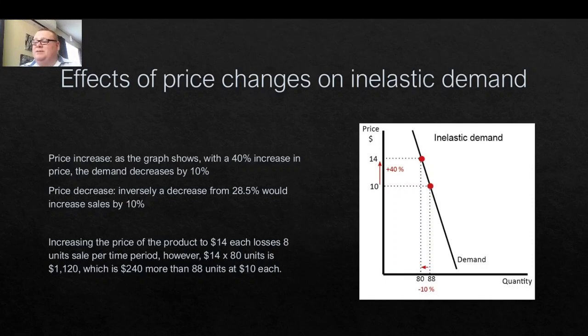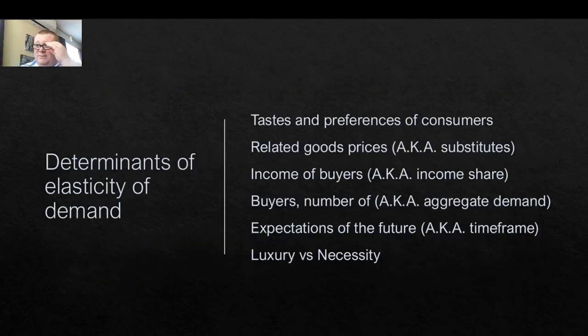Excuse me. Increasing the price of the product to $14 each loses 8 units of sale per time period. However, $14 multiplied by 80 units is $1,120, which is $240 more than the 88 units sold at $10 each. So you can see that increasing the price by 40% loses 8 sales, but increases the total revenue by $240.